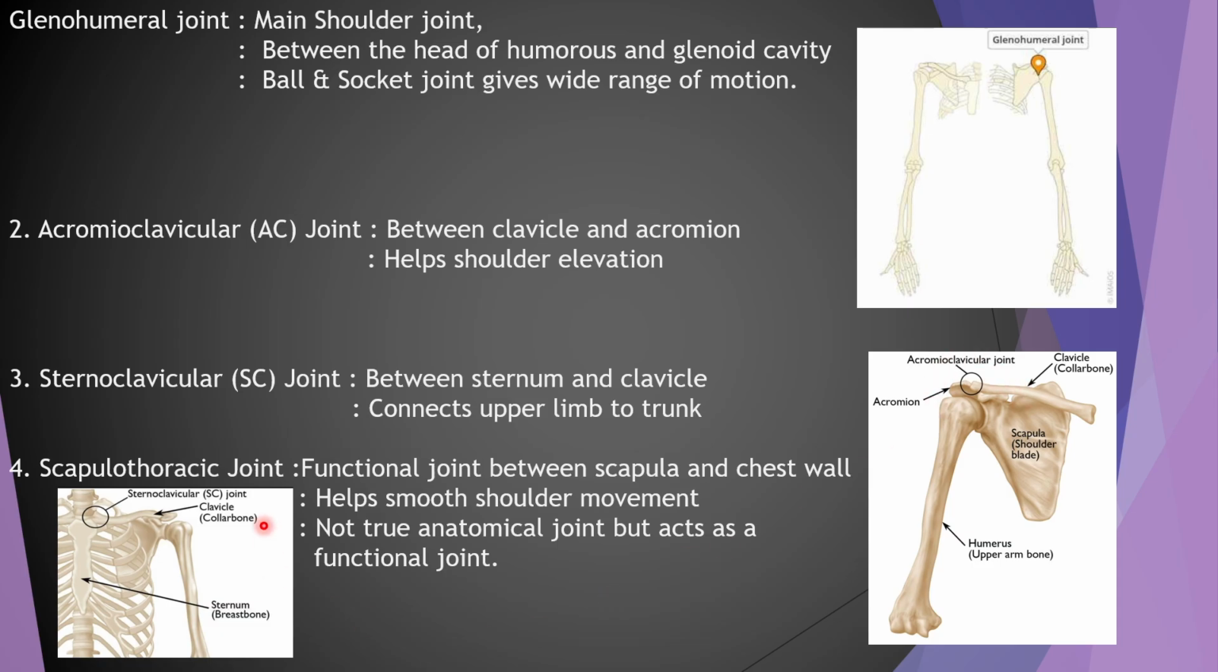Now the third one, the sternoclavicular joint, which is between the sternum and the clavicle. This one is the sternum and this one is the clavicle. Now the fourth one, the scapulothoracic joint. The scapulothoracic joint is not a true joint, but it acts as a functional joint, and it is between the scapula and the chest wall.